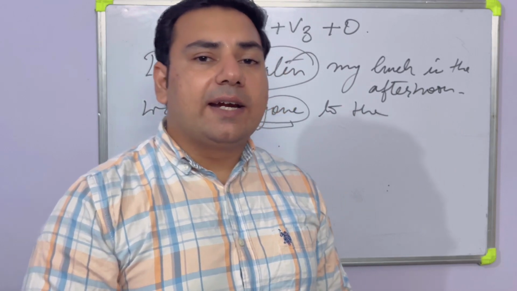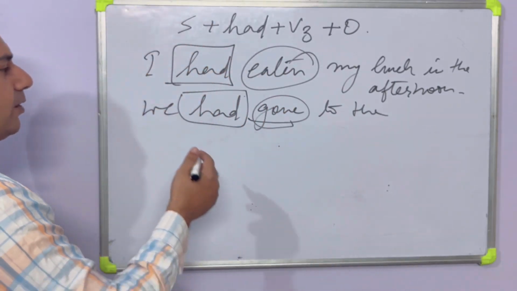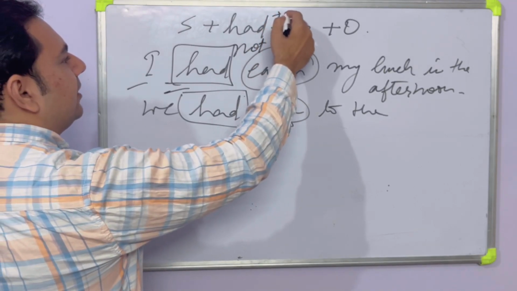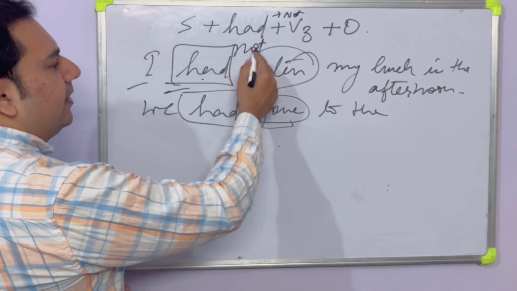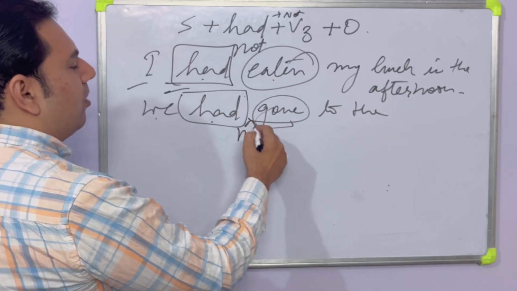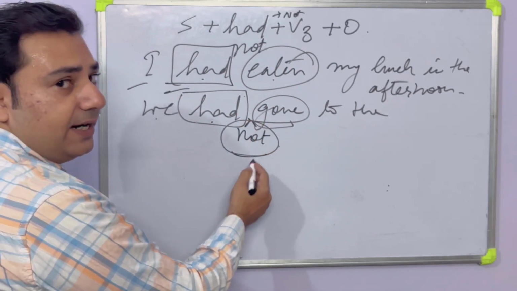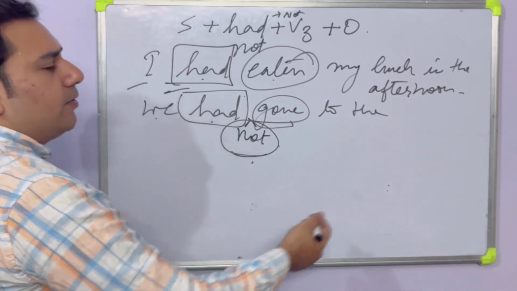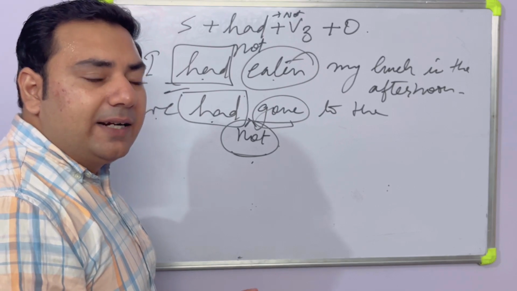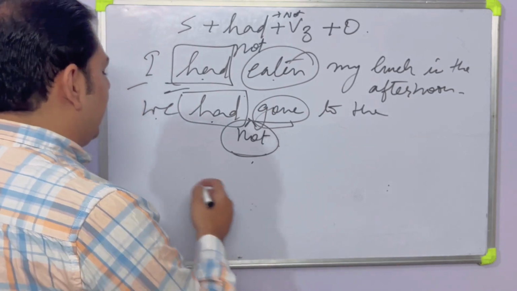Now let's move to the negative one. In the same manner, negatives are also very easy. I had not. Okay, just after had you can just add not. I had not eaten my lunch. We had not gone to the school yesterday. So this is how you can create the negative one, and in the same manner you can create the interrogative one as well.